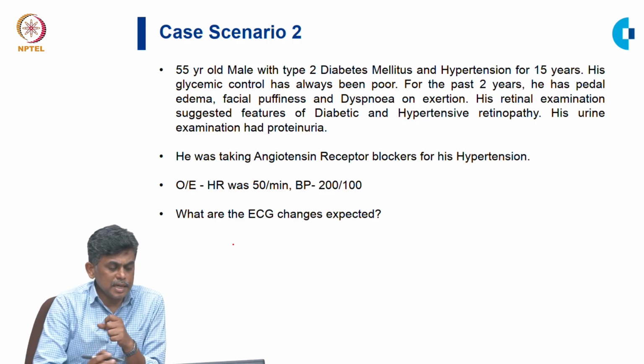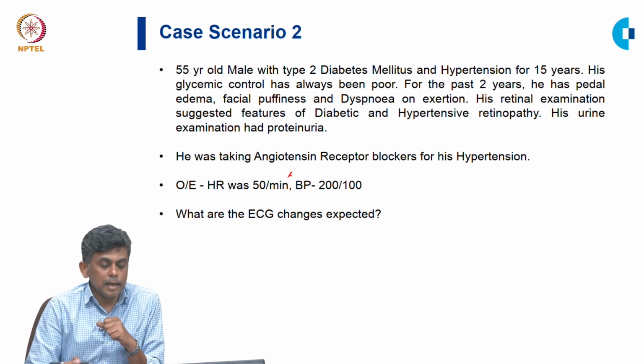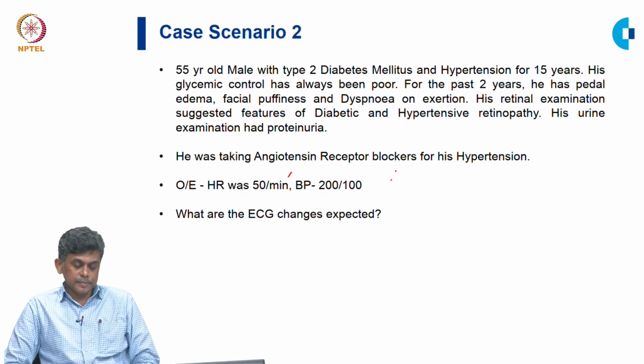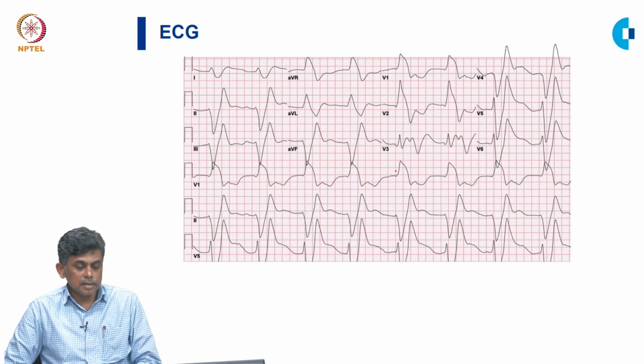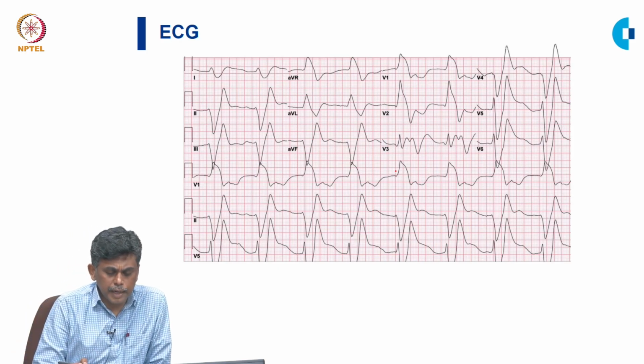And if you see his examination, heart rate is only 50. So the rate has become less, and he still is hypertensive. So now what are the ECG changes expected? Straightforward, I think. We will see what the ECG changes are. Now the ECG looks very bizarre, correct? Let's focus on any one point here.